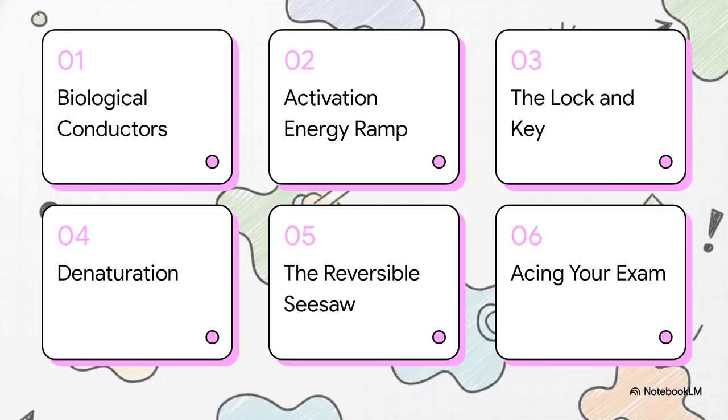To secure that A grade, we've got a clear roadmap. 1. We'll meet your biological conductors. 2. We'll look at the activation energy ramp. 3. The lock-and-key mechanism. 4. Denaturation through temperature and pH. 5. The reversible seesaw. And finally, 6. Acing your biology exam. Let's do this.